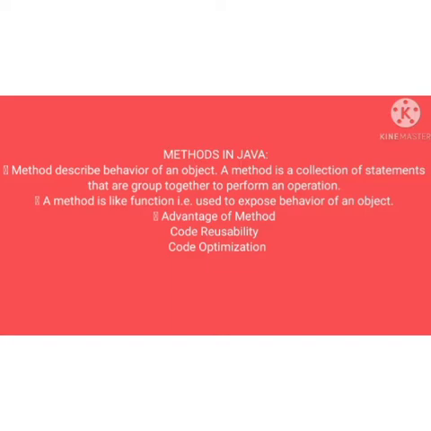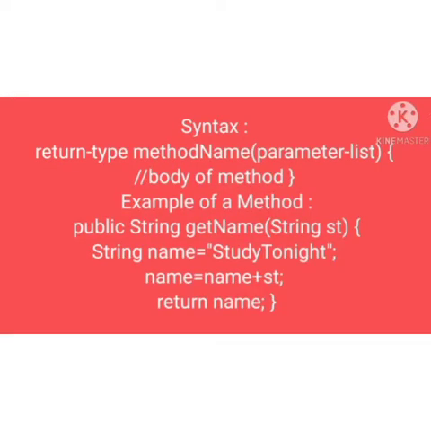Here we have four types of methods: without parameter and without return value, without parameter and with return value, with parameter and without return value, and with parameter and with return value. Here we see the syntax: return type, method name, parameter list, body of the method.